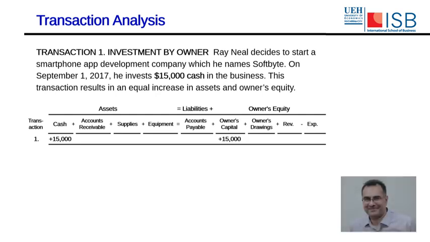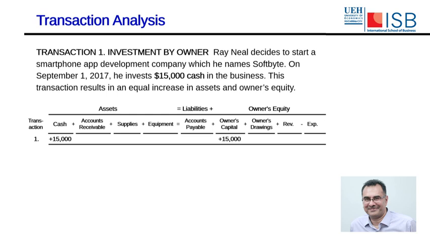Now we walk the students through some transaction analysis to understand how we use the accounting equation. So we have a simple illustration which you can see on the slide presentation. We start with transaction number 1. Transaction number 1 is investment by the owner.